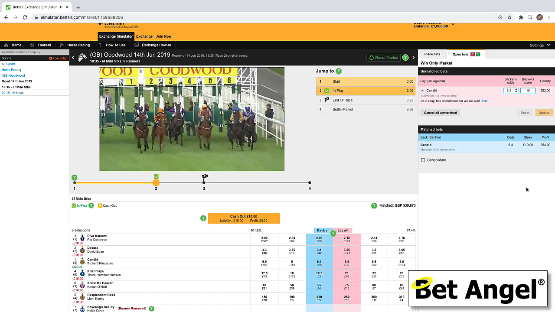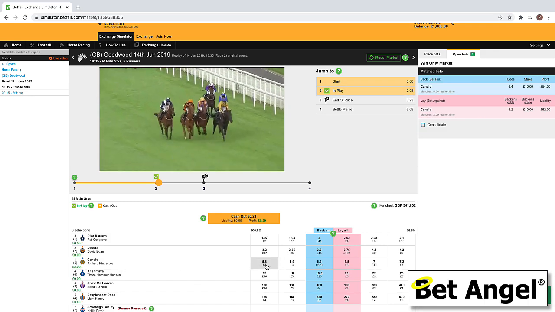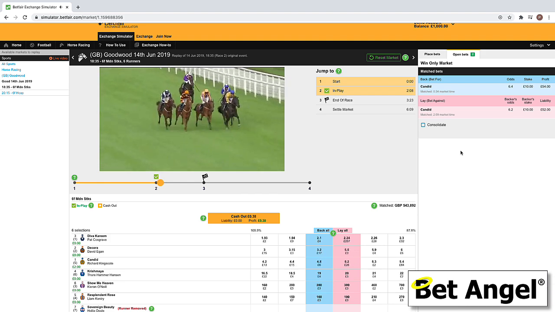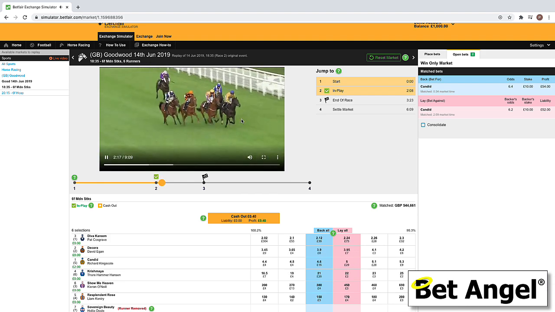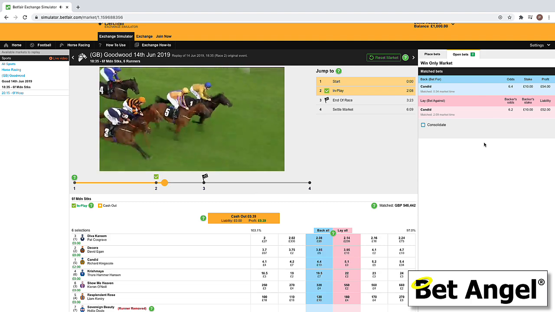And they're off. And you can see that Candid, I didn't know, this was just a fluke. Candid actually got off to a good start. You can see it's in the lead here, and therefore its price has shortened. So I'm guessing that they used real pricing from this particular race.